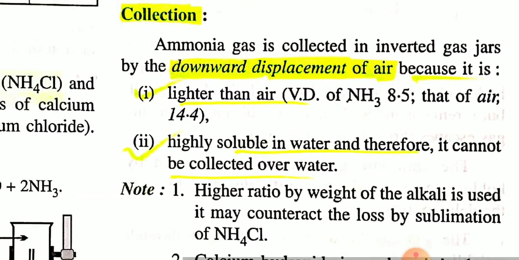Now, collection of ammonia gas. Ammonia gas is collected in an inverted gas jar by the downward displacement of air. You have to remember this method of collection, downward displacement of air. This is because ammonia is lighter than air, and ammonia is highly soluble in water, therefore it cannot be collected over water. As ammonia is highly soluble, it cannot be collected by the downward displacement of water.